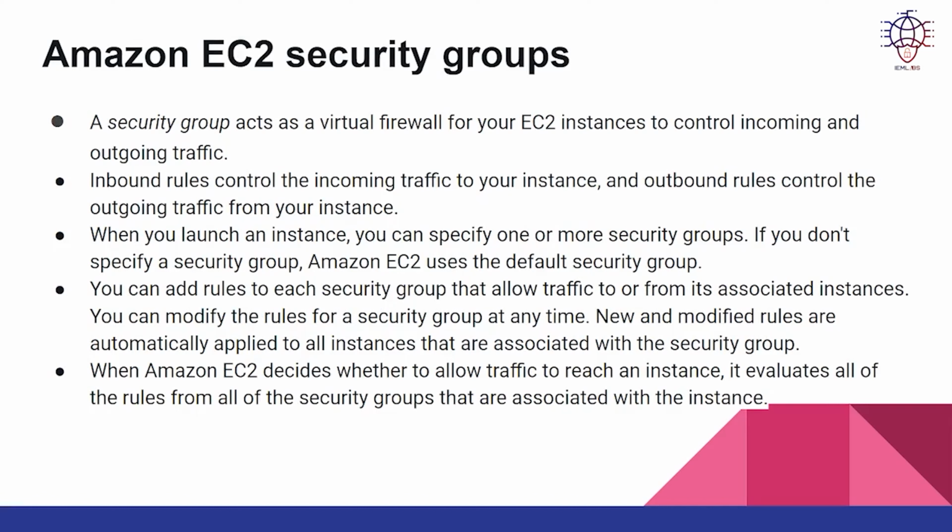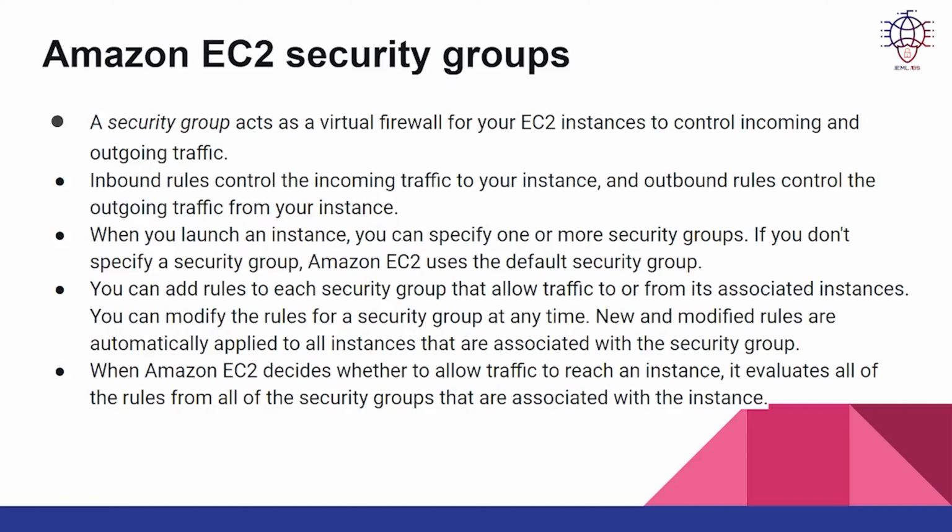Next is Amazon EC2 security groups. A security group acts as a virtual firewall for our EC2 instance to control incoming and outgoing traffic. We have inbound rules to control the incoming traffic to our instance, and outbound rules to control the outgoing traffic from our instance. When we launch an instance, we can specify one or more security groups. If we don't specify a security group, Amazon EC2 uses the default security group.